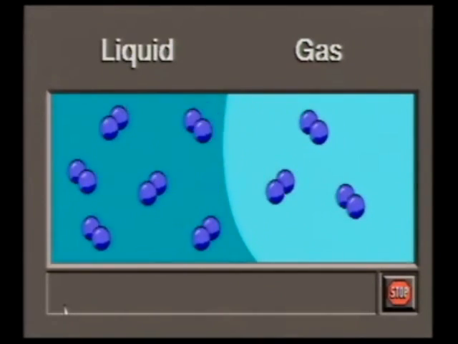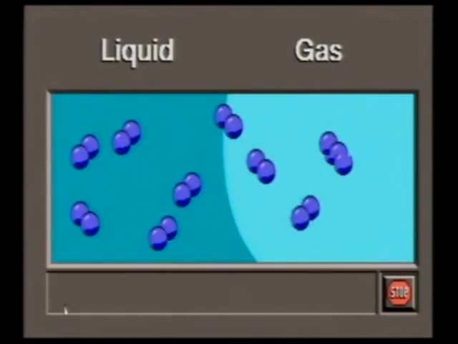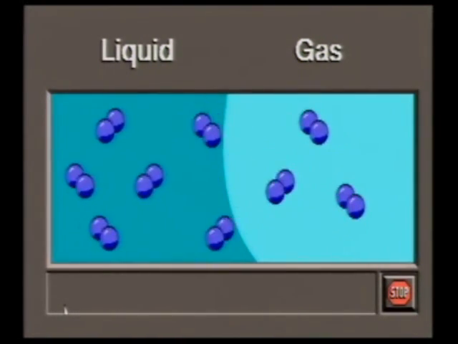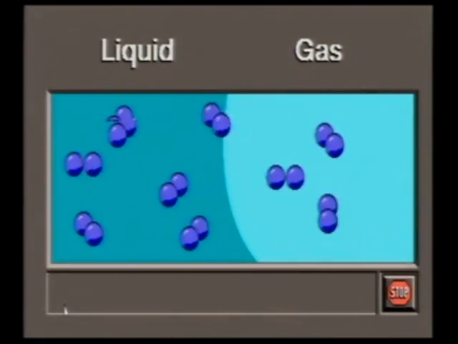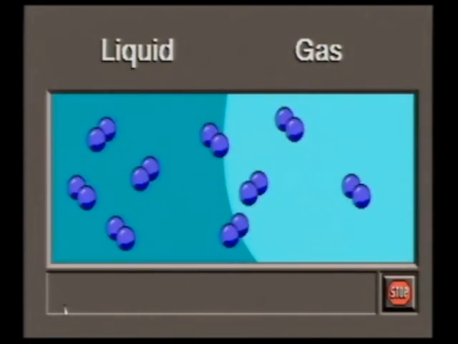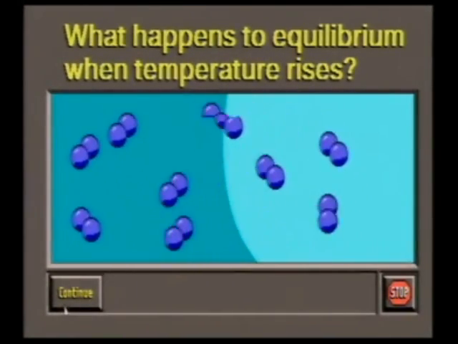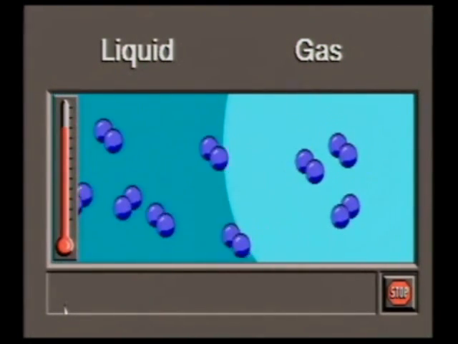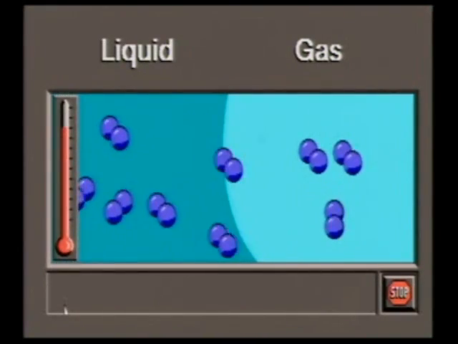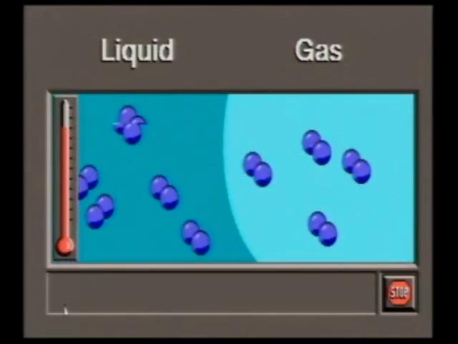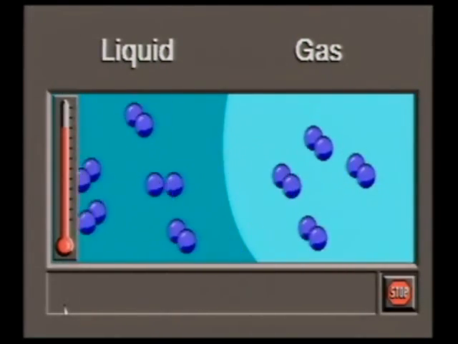When the liquid is cold and the system is at equilibrium, the number of gas particles escaping the liquid in a given time is equal to the number of gas particles entering the solution. In terms of equilibrium, what happens as temperature rises? As temperature rises, the number of gas molecules escaping in a given time becomes greater than the number of gas molecules entering the solution until a new equilibrium point is reached.